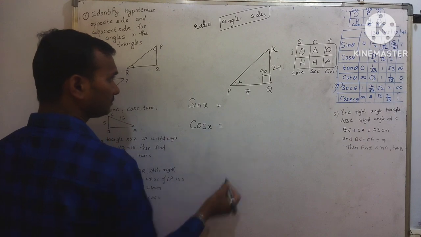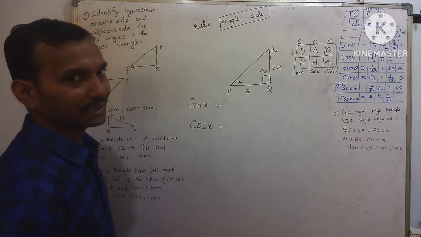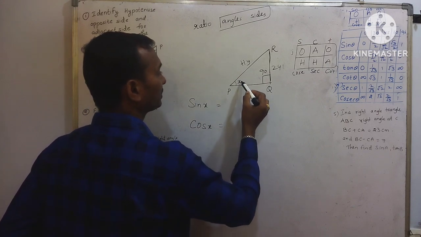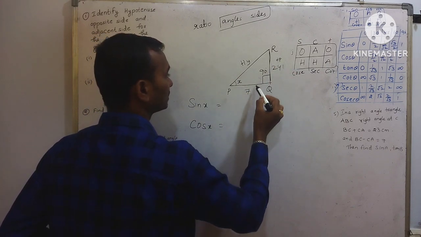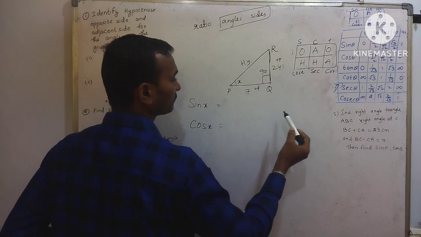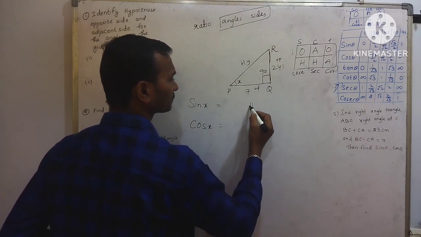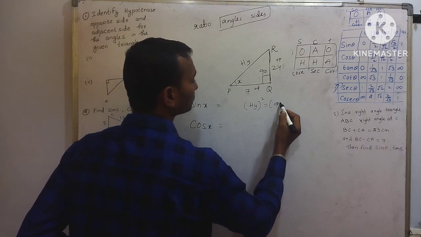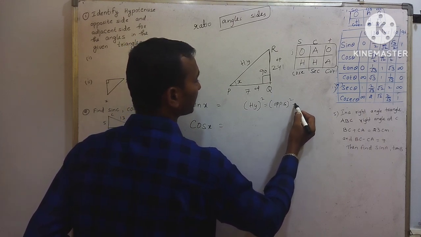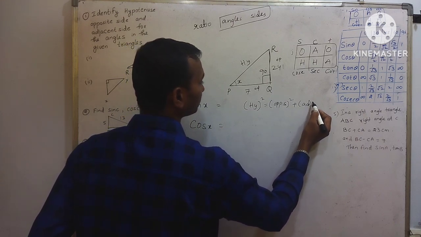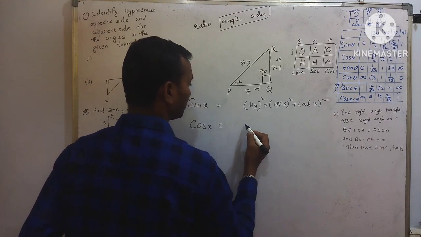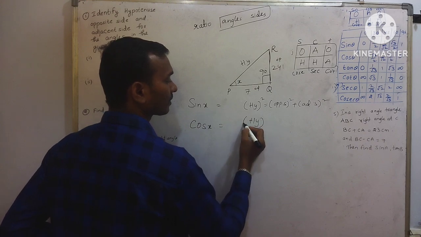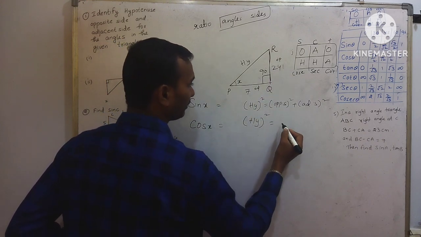So now, first we have to find the unknown side, that is, the hypotenuse. If you see from here, this is the opposite, and this becomes the adjacent. First we apply the Pythagoras theorem: hypotenuse square is equal to opposite side square plus adjacent side square. Hypotenuse we don't know, opposite is nothing but 24.